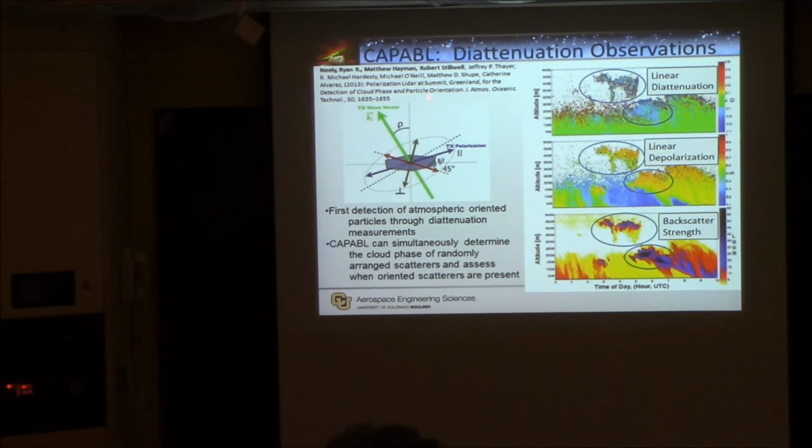And that was we can do the depolarization as I showed you previously. So here's a cloud detection with CAPABLE. And here's a strong backscatter cloud here, and another one here.